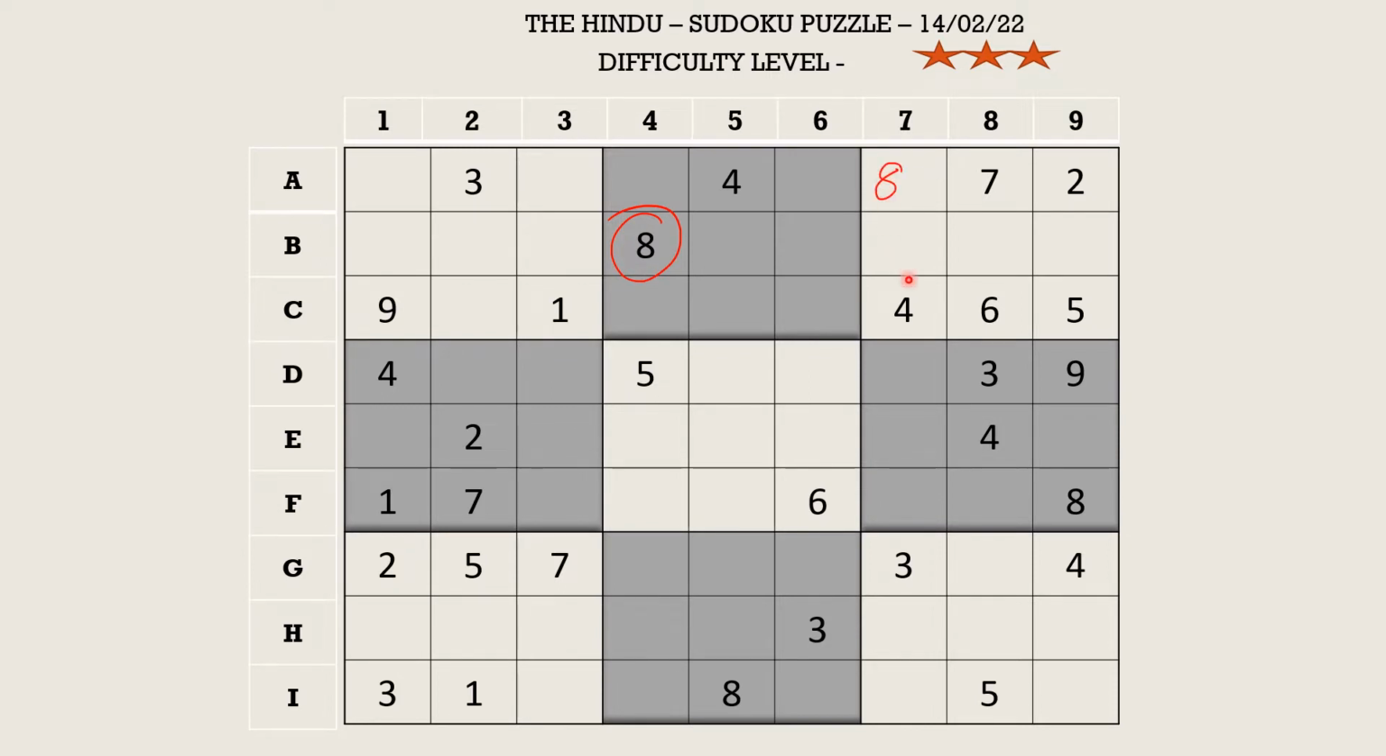Now the missing numbers here are 1, 3 and 9. There is 3 in 7th column and 3 in 8th column which blocks these 2 cells. So 3 goes in B9 and these 2 cells B7 and B8 take 1, 9 pair.